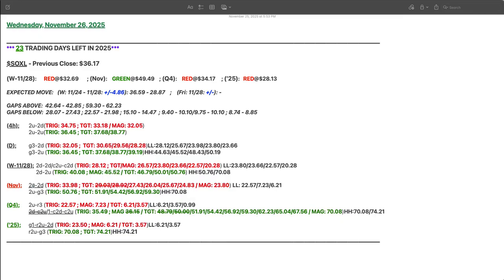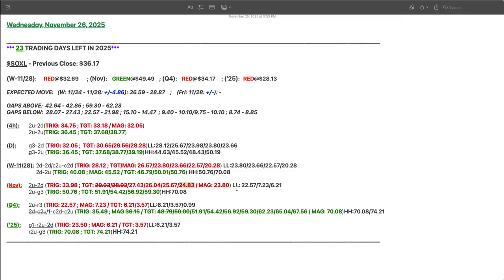The month, we've talked about how we did trigger the 2 up, 2 down, but we're no longer in force because we're back above that 33.98 level. If we do get back below that 33.98 level, obviously 29.03 and 28.92 will be those first targets that we would look to hit. But because we already hit those, we could see us going further than that, and that's why we've got the extended targets here, right?